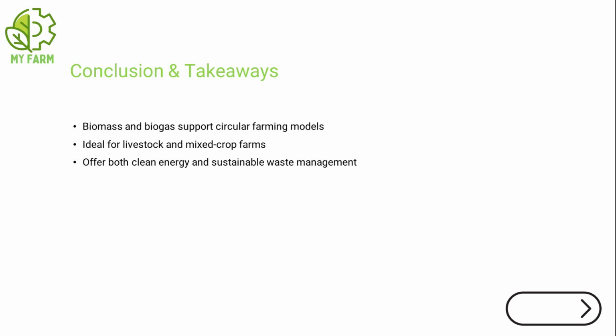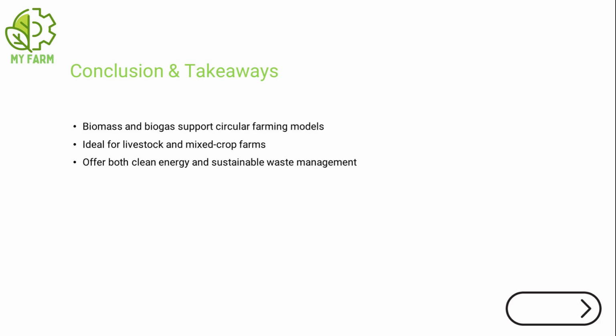From an environmental perspective, these technologies play a crucial role in achieving climate-smart agriculture. They help mitigate greenhouse gas emissions, reduce pollution from unmanaged waste, and support global decarbonization efforts, all while ensuring farms remain productive and efficient. Ultimately, the adoption of biomass and biogas systems represents a transformative shift in the way we think about energy and agriculture.